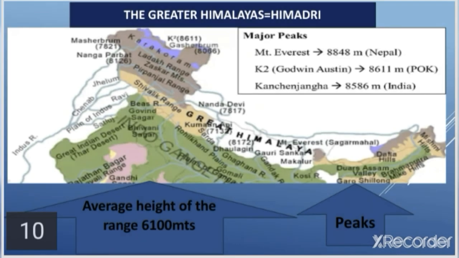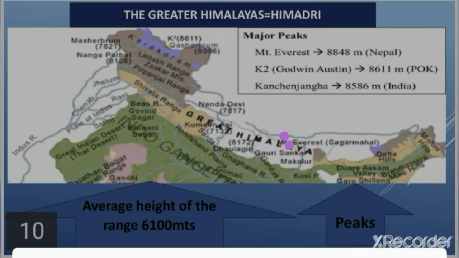In the Greater Himalayas, the average height of the range is 6,100 meters. Let's see the important peaks of the Greater Himalayas. Mount Everest here.